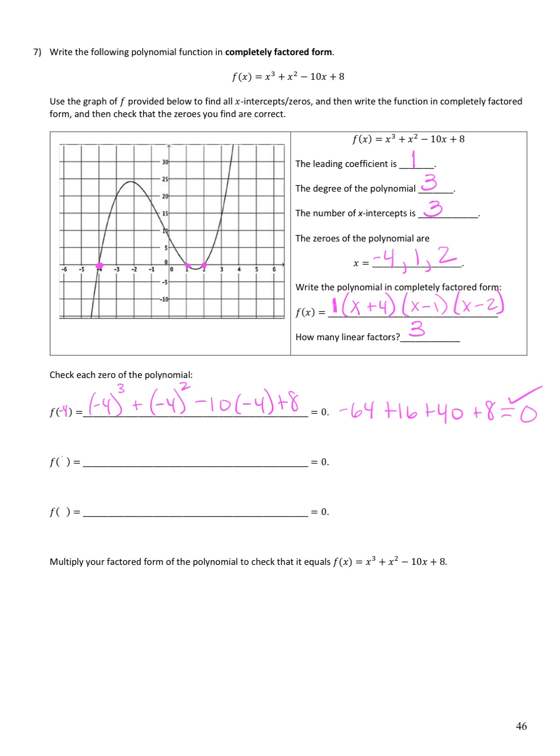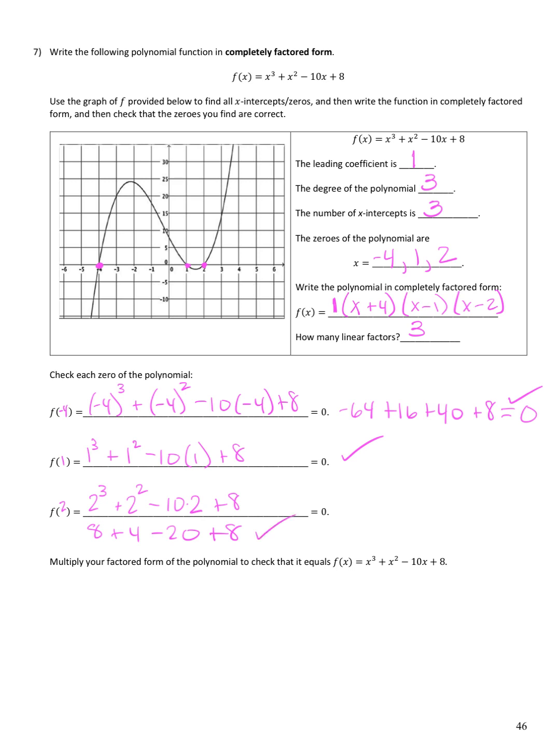And then I'm going to check f of 1. So that would be 1 cubed plus 1 squared minus 10 times 1 plus 8. So 1 plus 1 is 2, minus 10 is -8, plus 8 is 0. And then f of 2, that would be 2 cubed plus 2 squared minus 10 times 2 plus 8. That's 8 plus 4 minus 20 plus 8. So that's 12 minus 20, which is -8, plus 8 is 0.